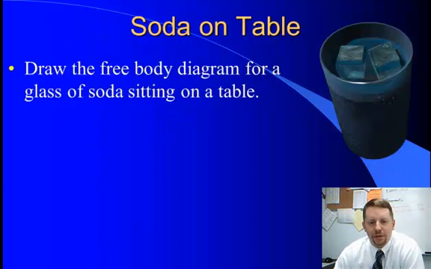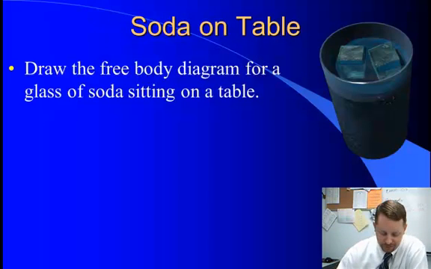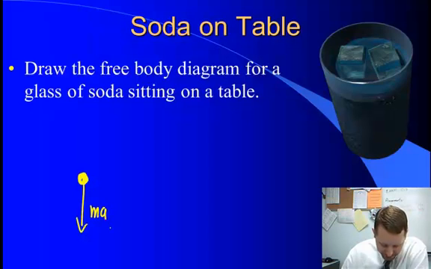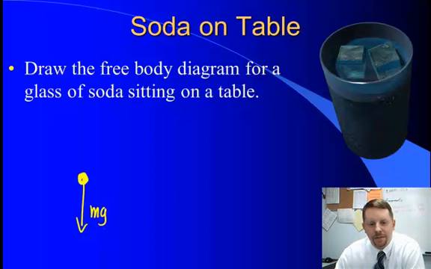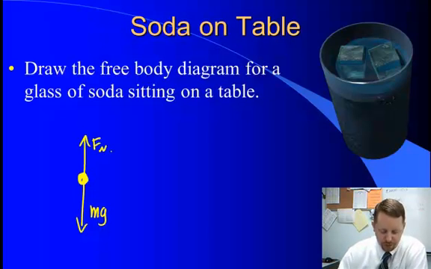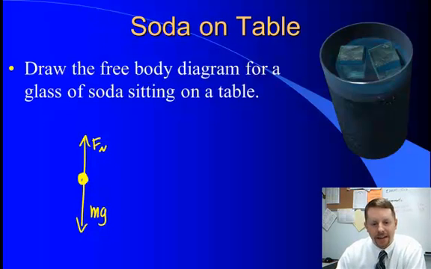Here's another one. We've got a glass of soda sitting on the table. What forces act on the glass of soda? Well, we'll start off by drawing our glass of soda. There's our dot. We have the force of gravity, mg, acting down on our glass of soda. But why doesn't it just go through the table? Well, there must be some other force acting upward that is balancing that force of gravity. We call this the normal force, or capital F sub n. And in some books, you'll see it actually written as just capital N. Doesn't really make a difference.